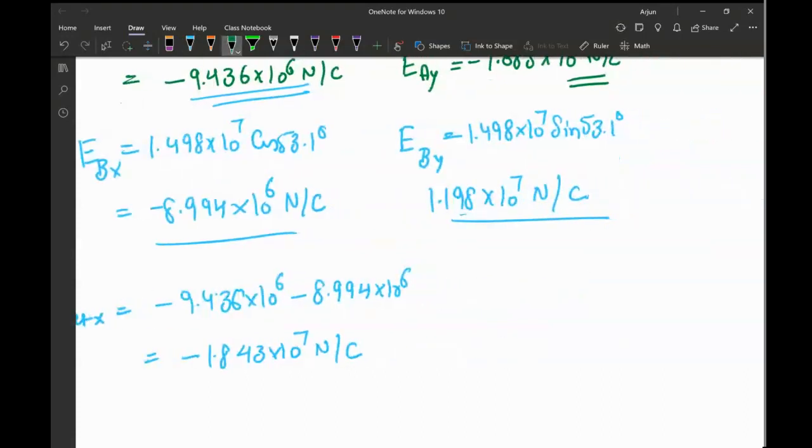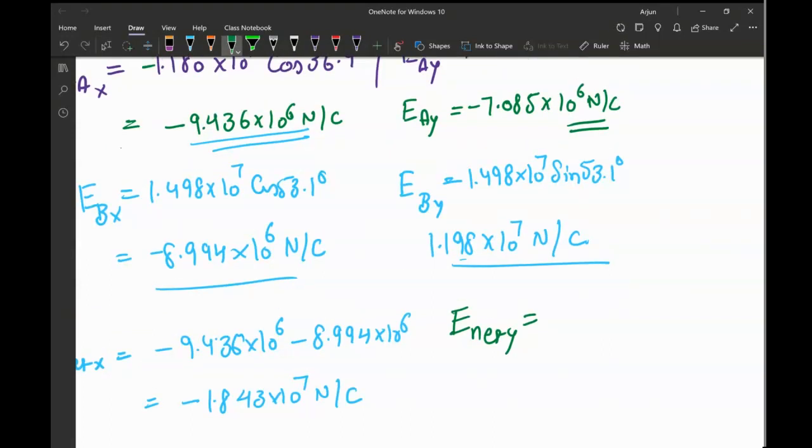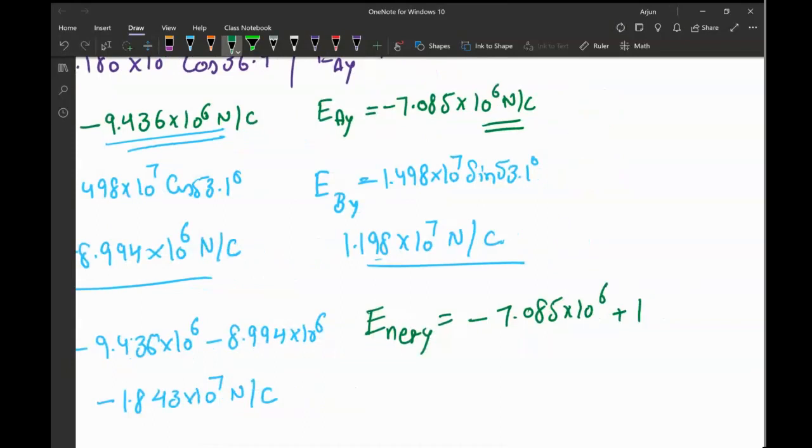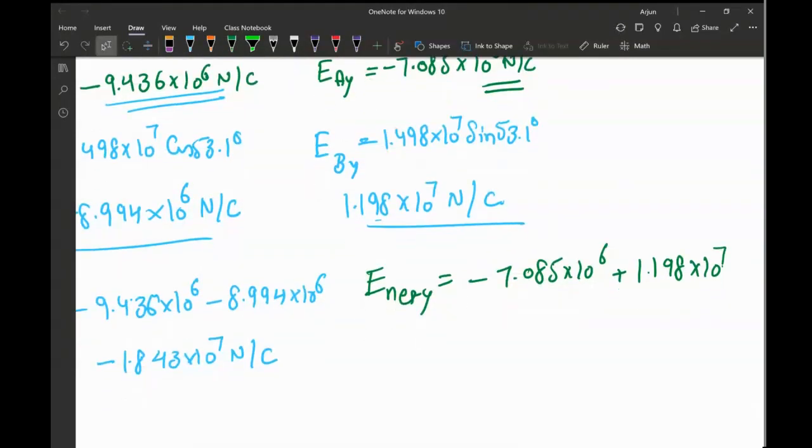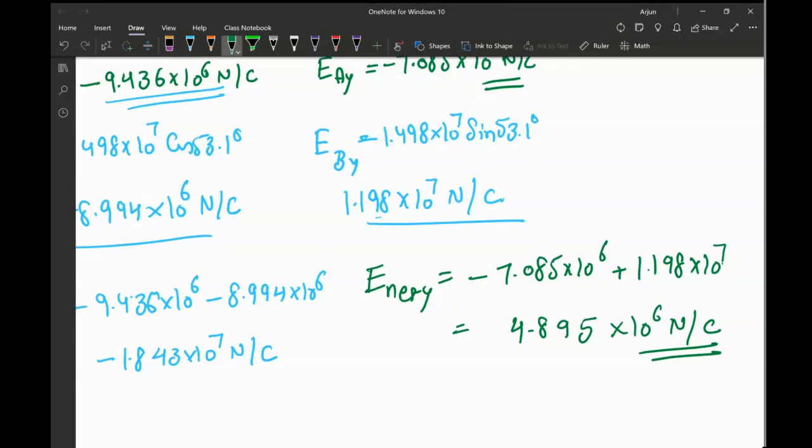And the same way, I'll find E net Y. E net Y will be equal to negative 7.085 times 10 raised to the power 6, and then the other number is positive 1.198 times 10 raised to the power 7. If I subtract these two numbers now, because one is negative, we get 4.896895 times 10 raised to the power 6 Newton per Coulomb. This is the net EY you're going to get.